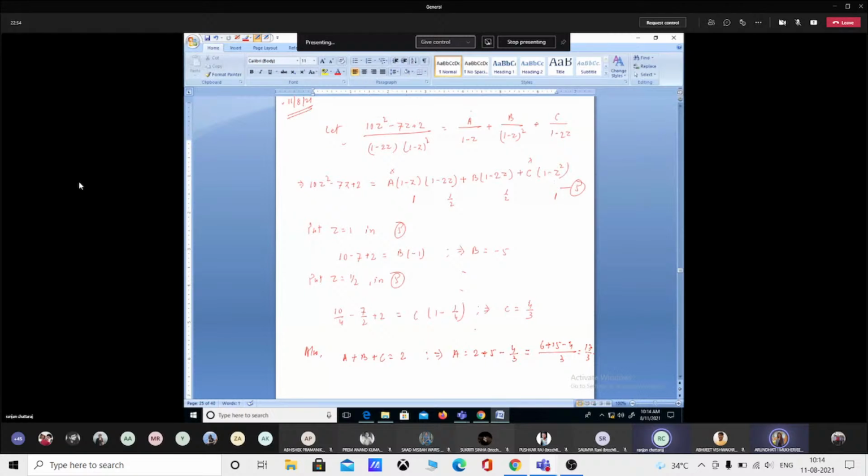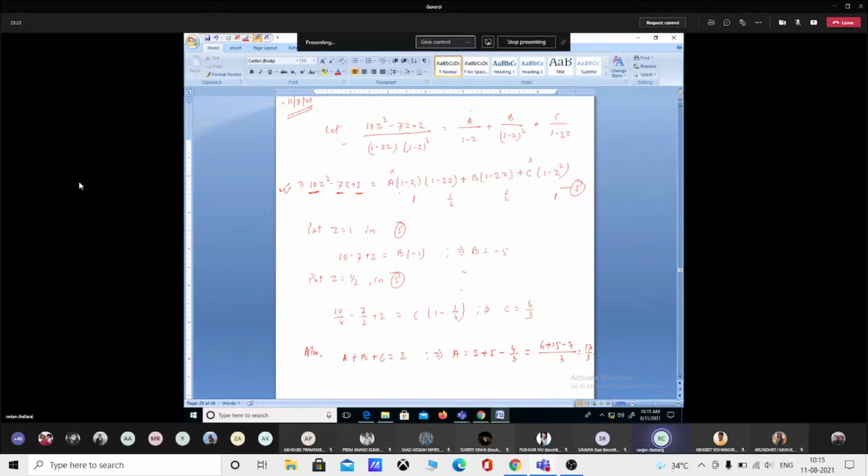Okay. Sir, please explain a plus b plus c equals 2, that part. So you see here, if you are taking this constant term, we have a coefficient of z square in this equation. We have a coefficient of z square, coefficient of z, as well as the constant term. This side also we have a coefficient of z square, coefficient of z minus 7, and the constant term.